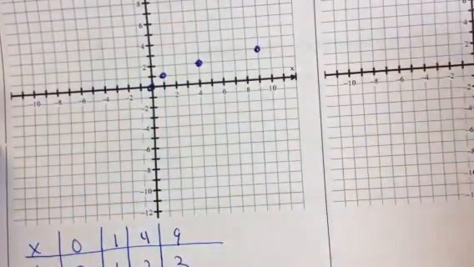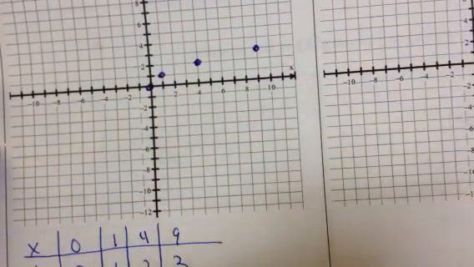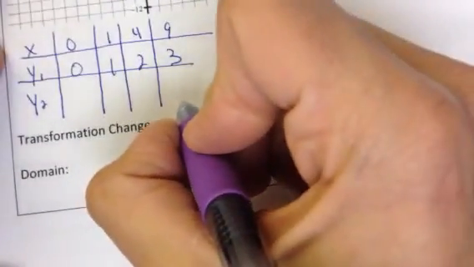Okay? But now I'm going to start dealing with the transformation. So what is the transformation? Well, it's going to stretch by 2.